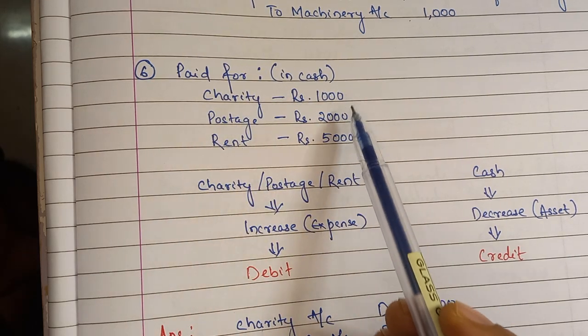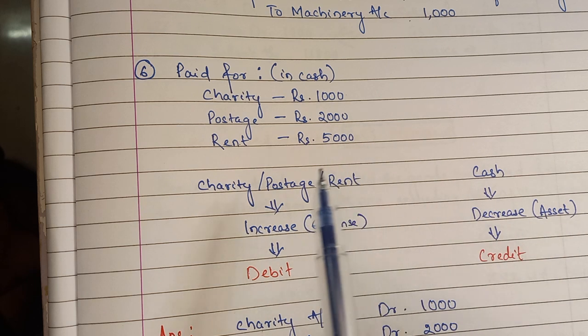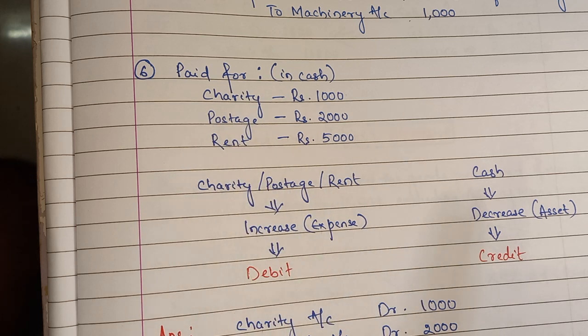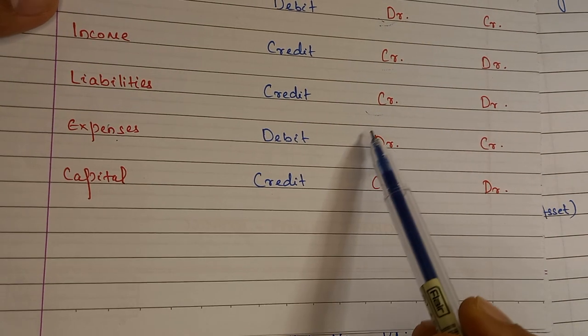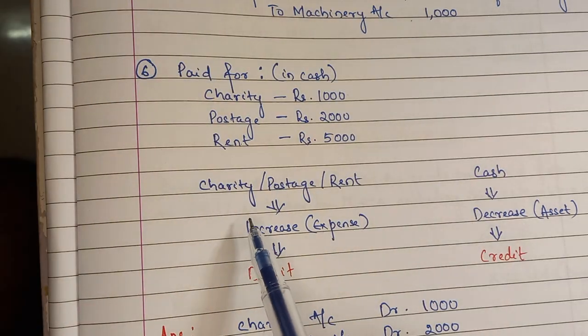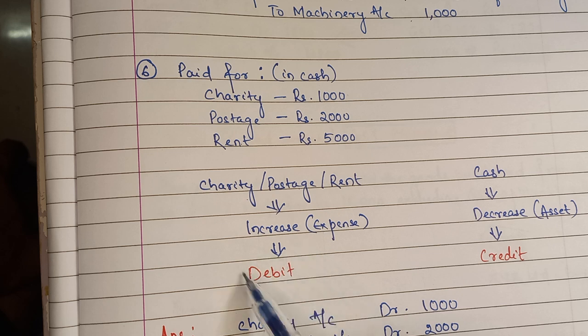Coming to the last example, check here: paid in cash, charity, postage, rent, different amounts, 1,000, 2,000, 5,000. So what entry are we going to post here? It is a very easy entry. All the three are expenses. Any increase in expense is always debit, correct? Hence, charity, postage and rent are increasing, hence it is debit.